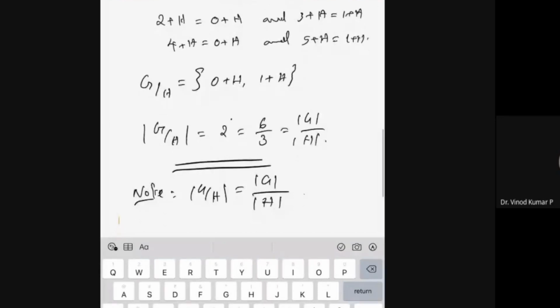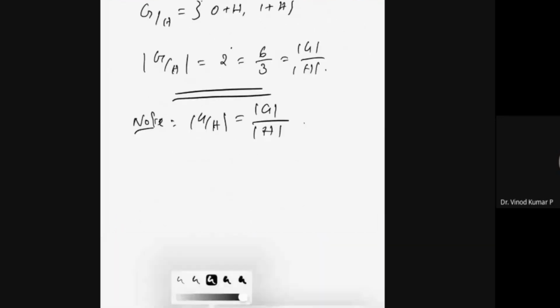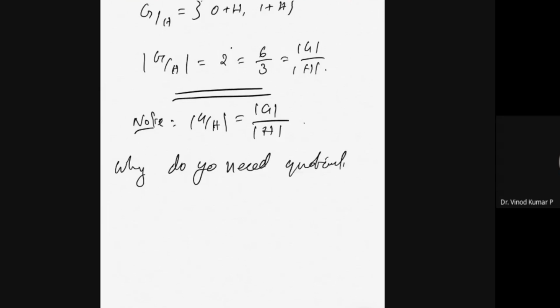The purpose of going to quotient groups is mainly this: you have a group G, and you have the notion of quotient group, so you can ask, why do you need quotient groups? Quotient groups are otherwise called factor groups.